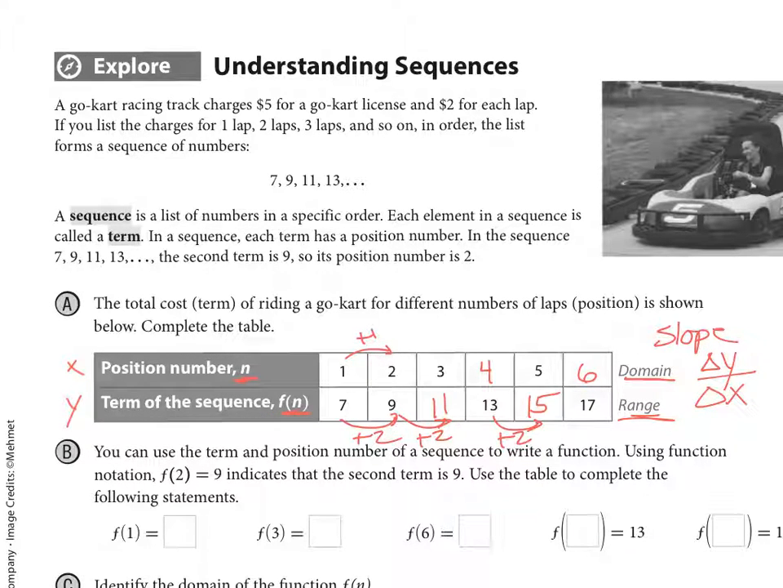This is the definition we want to use when we talk about a pattern or a sequence here. What's our change in y every time? 2. Our y's are on the bottom. Change in y is 2, positive 2 because they're going up by 2. What's our change in x? 1. There's our slope.